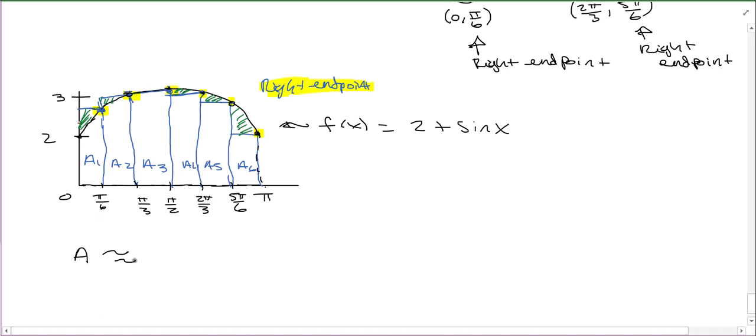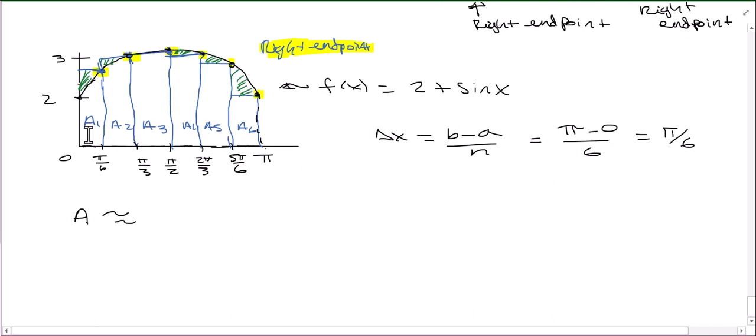And so I can now say, our delta x we said was b minus a over n, which in our case is pi minus 0 over 6, which is pi over 6. This is what allowed us to break up our interval. It's really important to use your delta x to figure out your subintervals. That's probably the key step to approximating the areas under the curve.